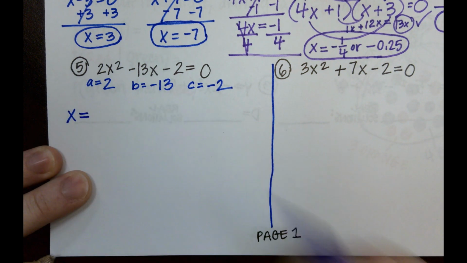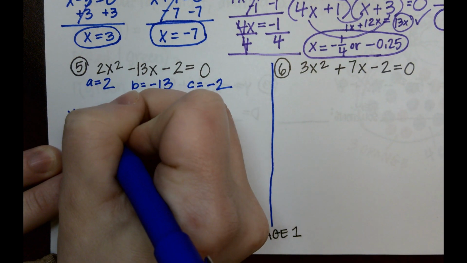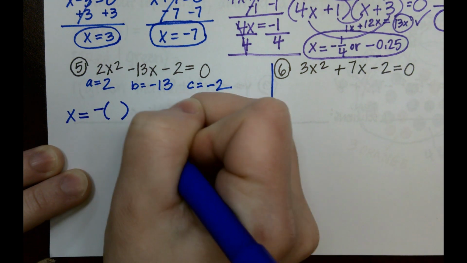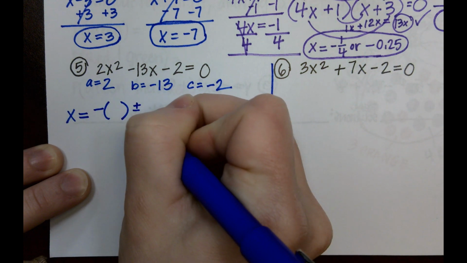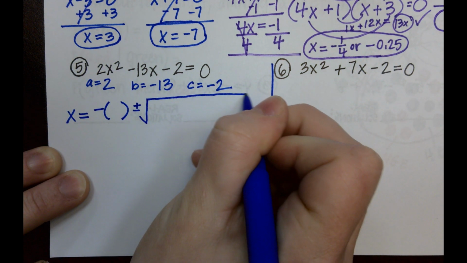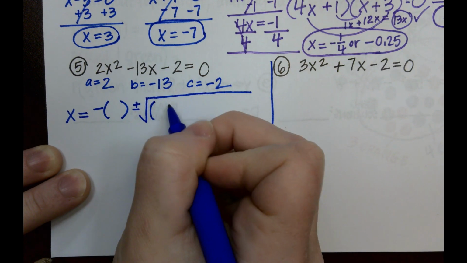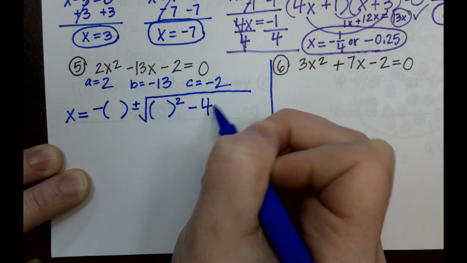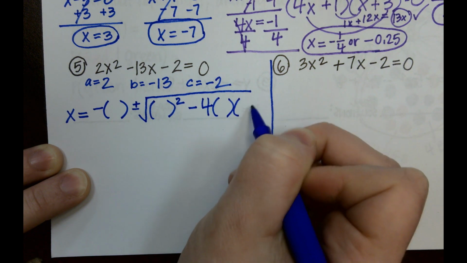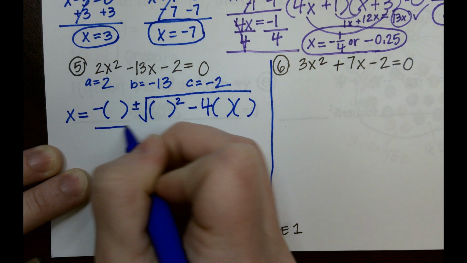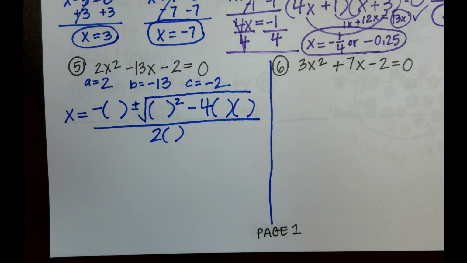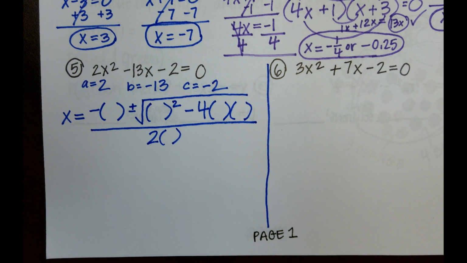So I've got x equals negative, that's going to be B, plus or minus the square root of B squared minus 4 times A times C, all divided by 2 times A. Okay.